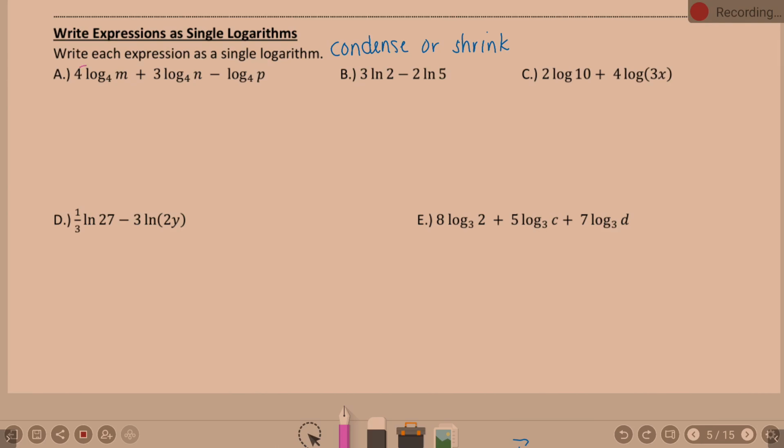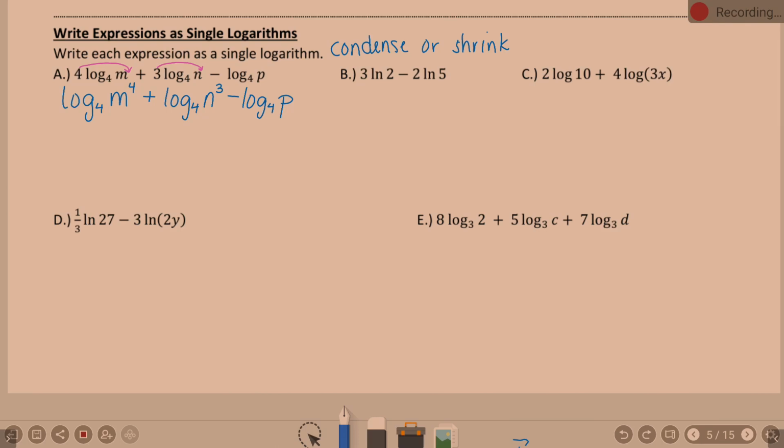So let's start with the last thing we did on the problems up above, which was the power property. So what's the first thing I'm going to do here? The power property. So the 4 can move up and the 3 can move up. So I'm going to have log base 4 of m to the 4th plus log base 4 of n to the 3rd minus log base 4 of p. There's no number to move up to the power there other than 1. Okay, now what?